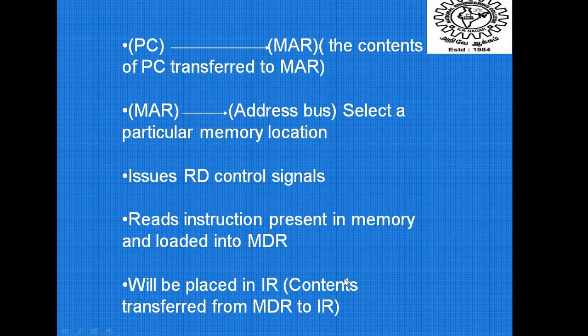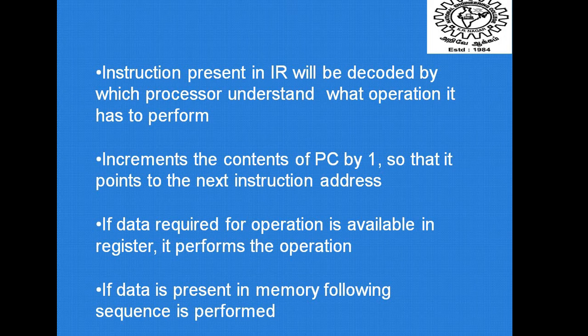Suppose there are 10 instructions. After loading them, which instruction is to be executed, the 5th or 6th or 7th maybe, the corresponding instruction will be transferred from MDR to IR. The instruction present in the instruction register will then be decoded by the processor, which understands the operation and executes it.